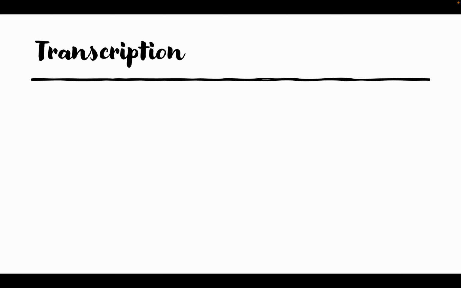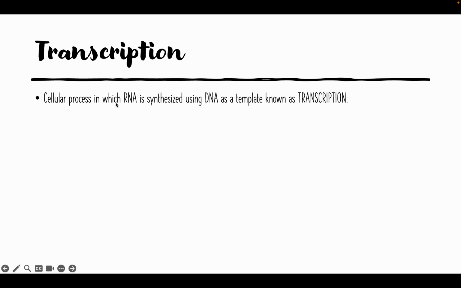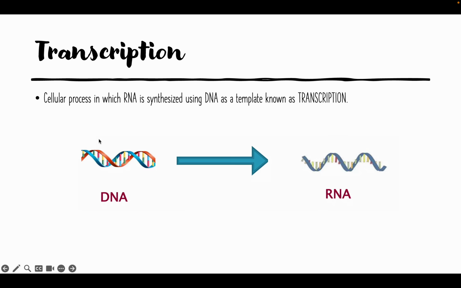So what is transcription? As I have told already, it's a process in which RNA is synthesized using DNA as a template. Here you can see the DNA, which is a double-stranded molecule, and it gets transcribed to form a single-stranded RNA molecule. I have already talked in my previous video about the difference: in DNA the sugar is 2-deoxyribose, and in RNA it is a ribose sugar. Here you can see the DNA is double stranded but the RNA is single stranded. This process is called transcription.